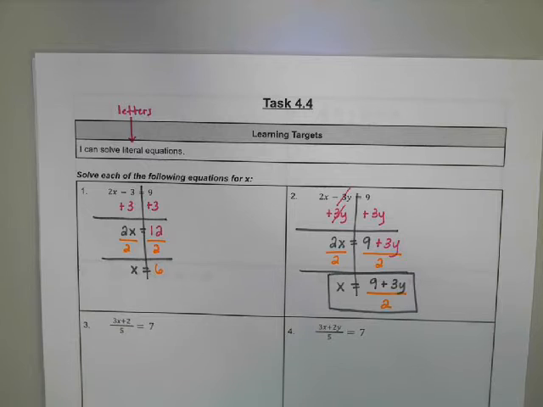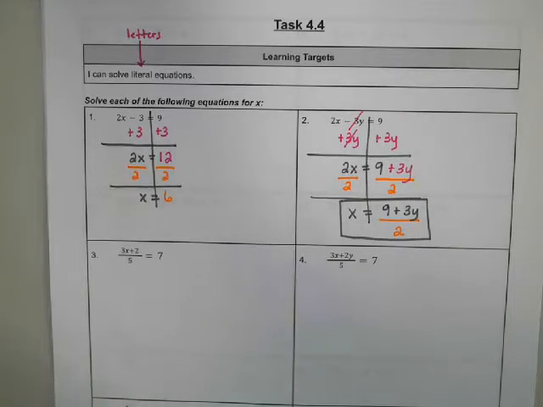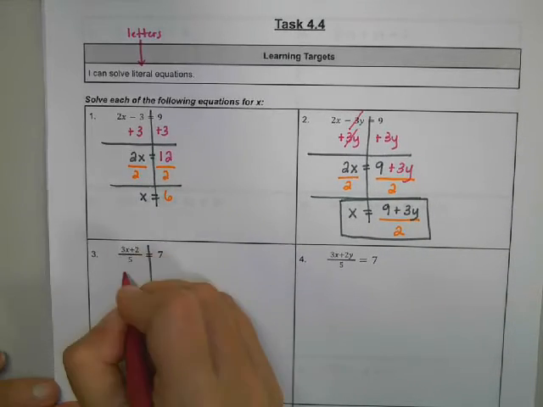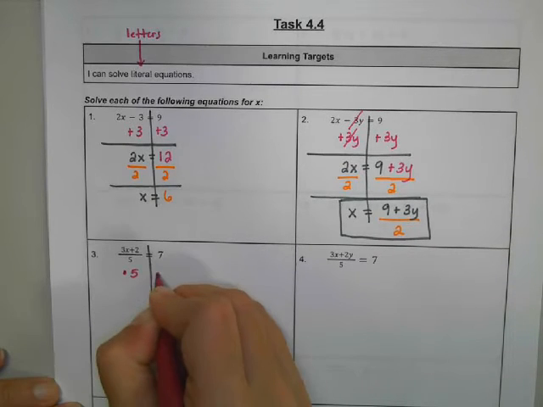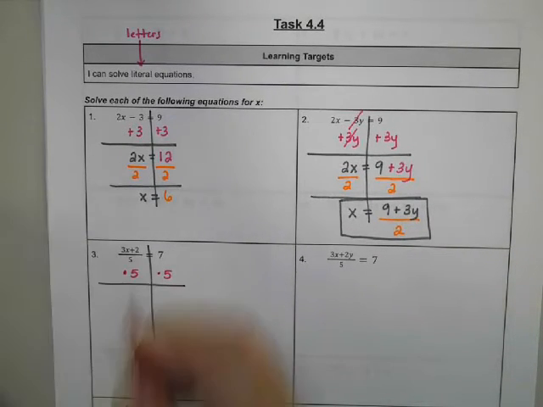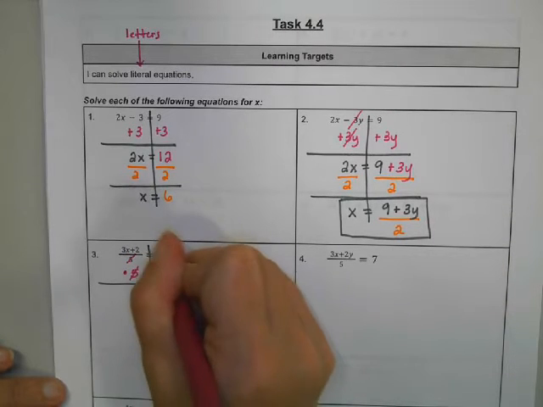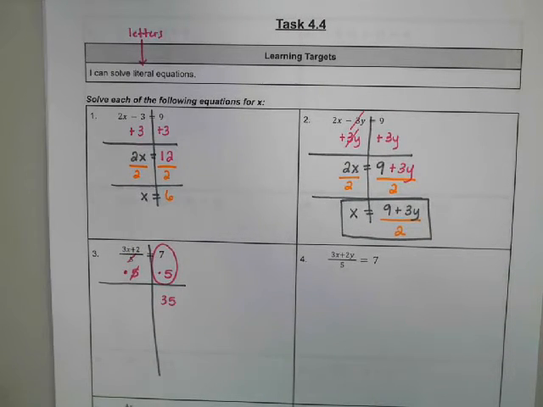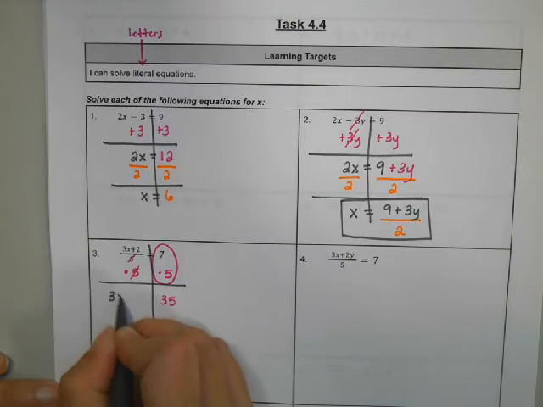Let's try number 3. So in number 3, this looks like a problem we've done lots of times. In order to solve a problem like this, I would start by multiplying by 5 on both sides. When I multiply by 5, this 5 cancels this 5, and 7 times 5 is 35. I'm also going to just drop down my 3x plus 2.